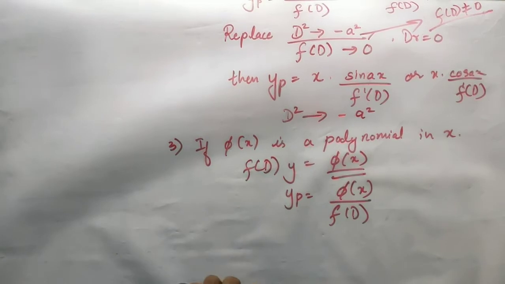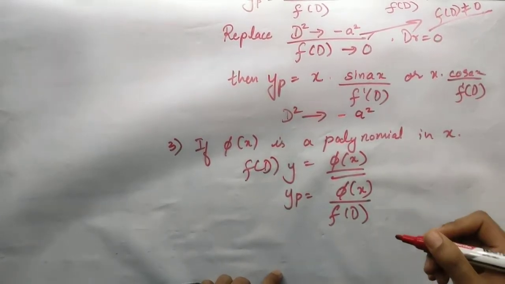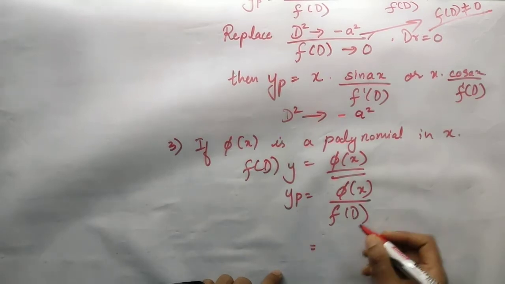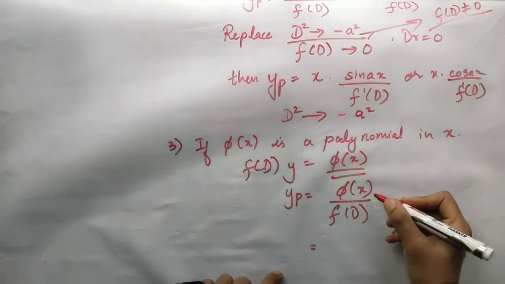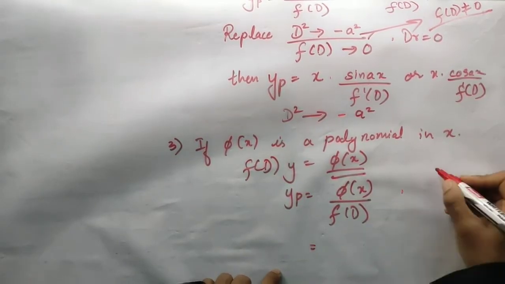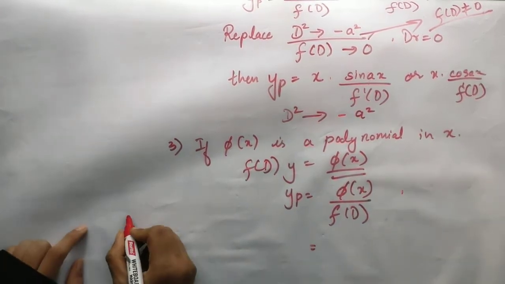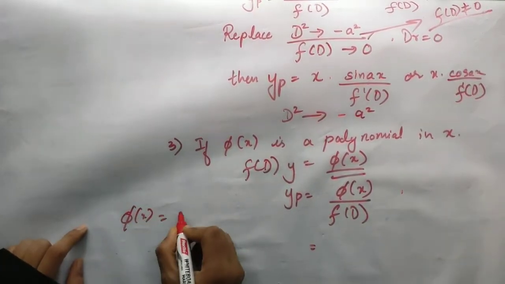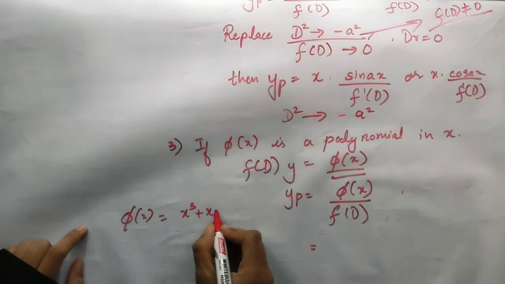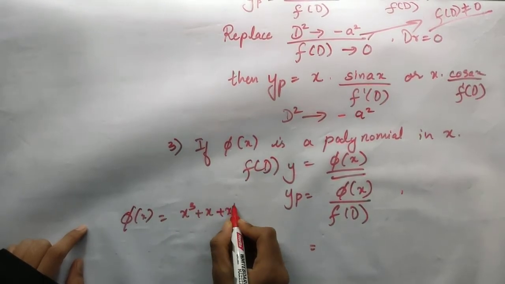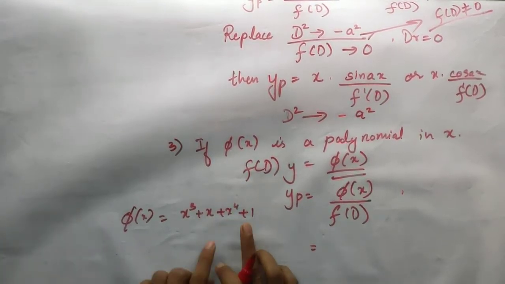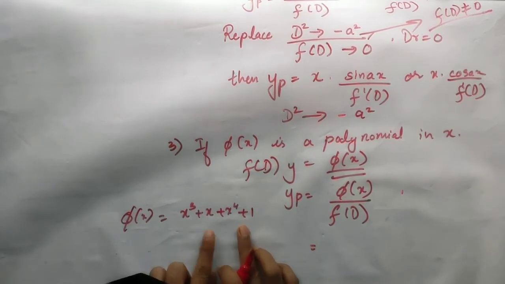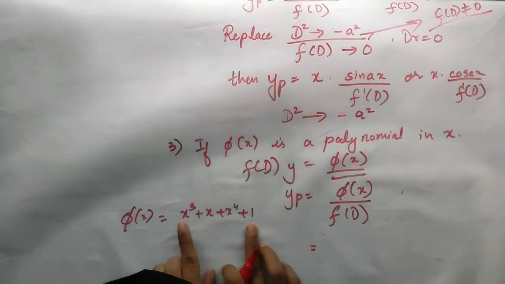Before doing that division, you are going to rewrite the numerator and denominator in a particular pattern. What is that? You rewrite phi of x in the descending powers of x. For example, I'll give you an example, then it will be clear. Say your phi of x is x cube plus x plus x to the power 4 plus 1.